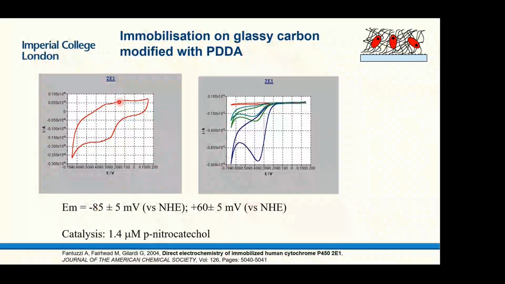And when we look at the CVs, we can see that there are 2 peaks, one at minus 85 millivolts and one at plus 60 millivolts. And this is indicative that there is heterogeneity within the film. So the protein is experiencing different environments, and so it gives you 2 different reduction potentials because of the different environment. So ideally, you don't want to be in this situation. You want to have the protein in one specific form.